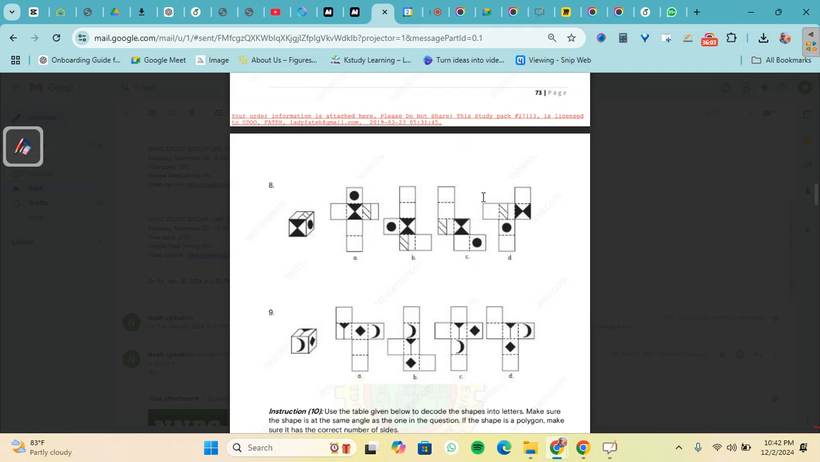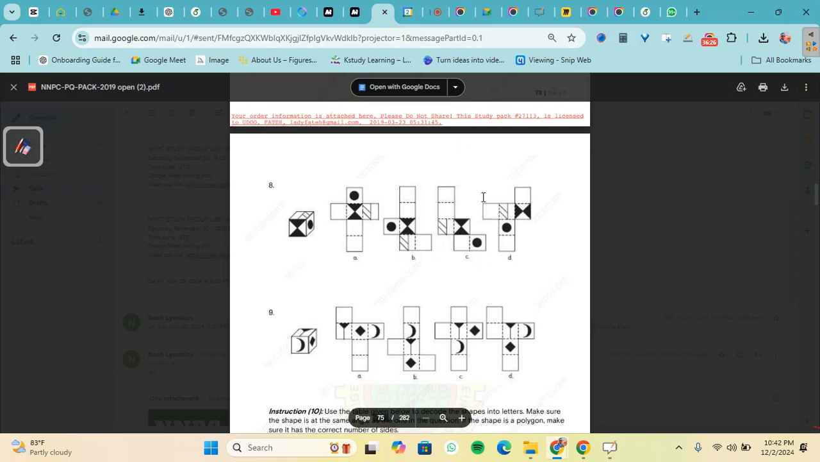This is an open cube. I'm very, very sure of that. It's not complete, it's an open cube. And see the kind of sign that is there. This is the complete cube here, but the top part is open. Now they try to open up all the parts of the cube, and then we have this.